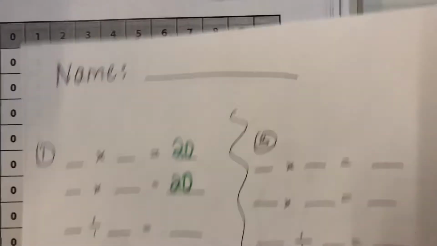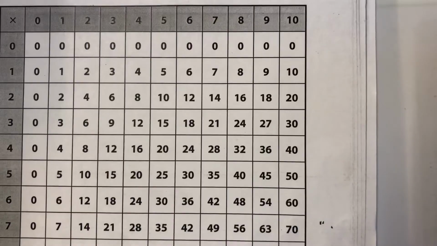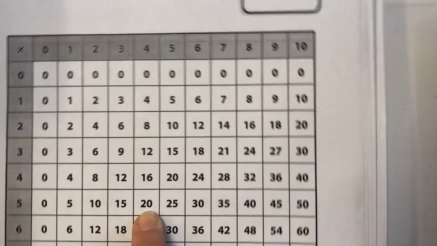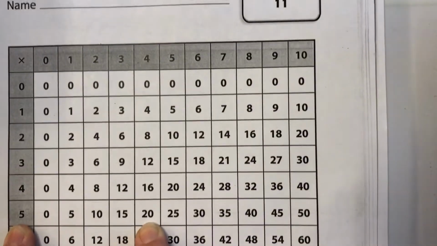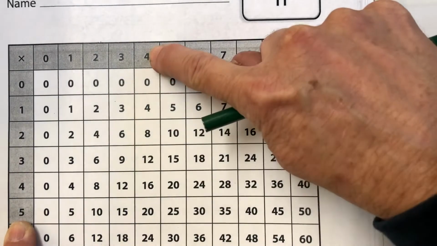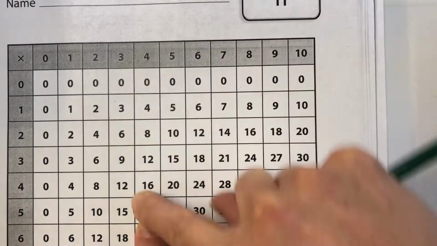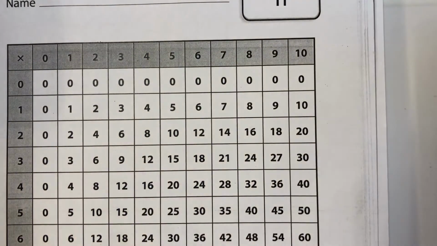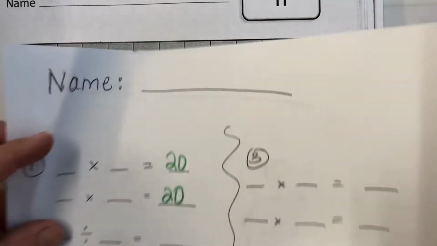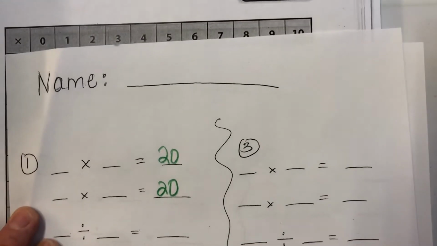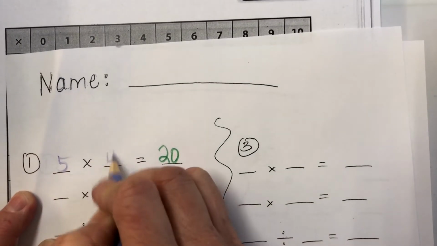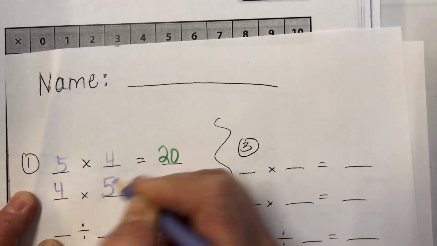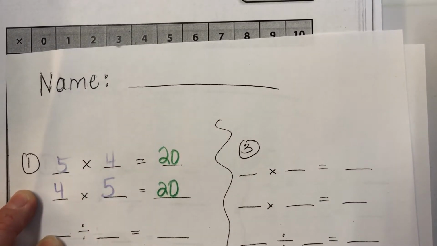Okay, so 20 is my product. What are my 2 factors that I multiply together to equal 20? Put your finger on them. Did you do 5 and 4 and they equal 20? Is 5 times 4 20? Okay, so now use your other colored pencil and fill in 5 times 4 and then flip-flop it. The switcheroo property. 4 times 5.